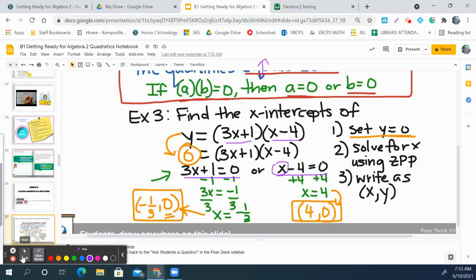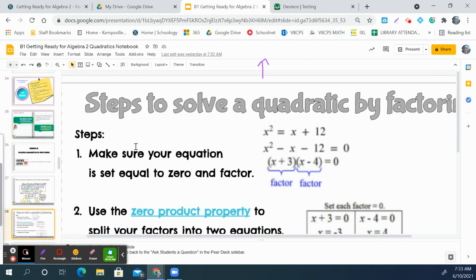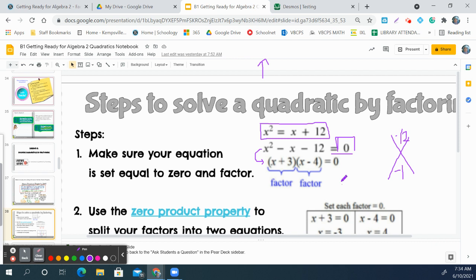So let's see what that actually looks like in real life. If I have this equation, first thing I want to do is get everything equal to 0. So I've got to subtract the x over to the left side. I've got to subtract the 12 over to the x side because you need your equation equal to 0. Once you do that, you factor it. This is the same equation we just factored. So we already know that it ends up with x plus 3 and x minus 4 because we did our x puzzle and we did what multiplies to negative 12 and adds up to negative 1.